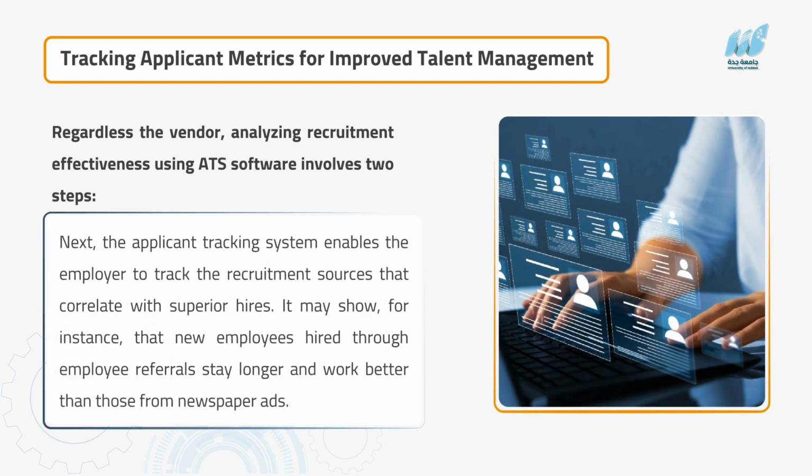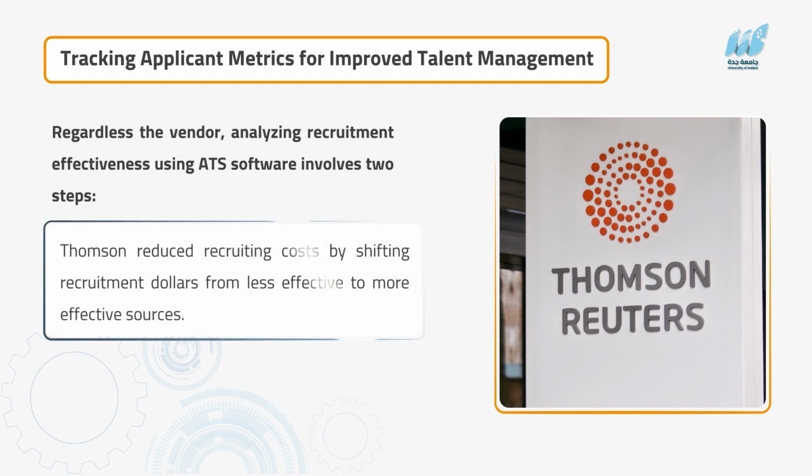Next, the applicant tracking system enables the employer to track the recruitment source that correlates with superior hires. It may show, for instance, that new employees hired through employee referrals stay longer and work better than those from newspaper ads. For example, installing an Authoria ATS enabled the Thomson Recruiters Company to identify their recruitment sources, candidate traits, and hiring practices that work best in each geographic area where the company does business. This enabled Thomson to reduce recruiting costs by shifting recruitment dollars from less effective to more effective sources.